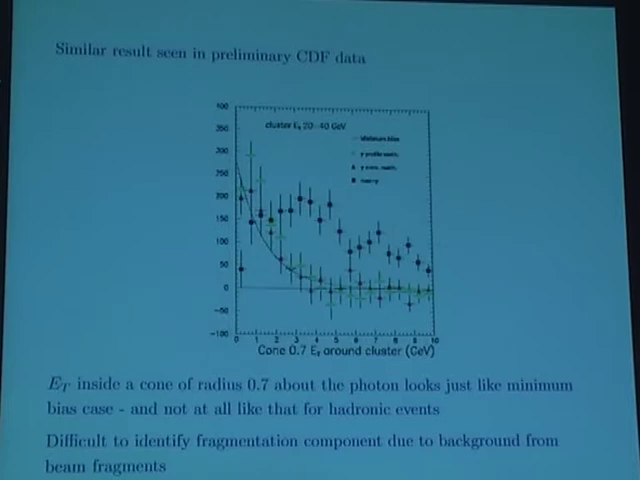So you cannot say from this plot here that you can identify a fragmentation component. I'll show you that that's not inconsistent with the expectations, but it does mean that it's going to be very difficult to look at associated energy with the photon in order to reconstruct some fragmentation component.